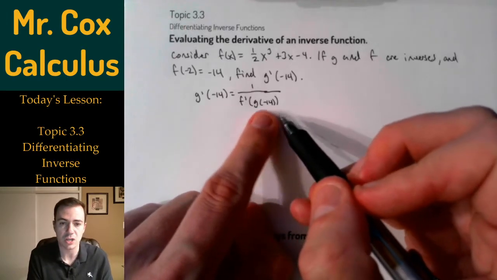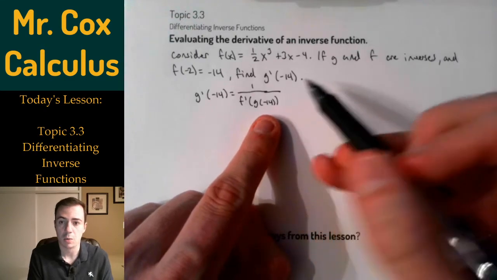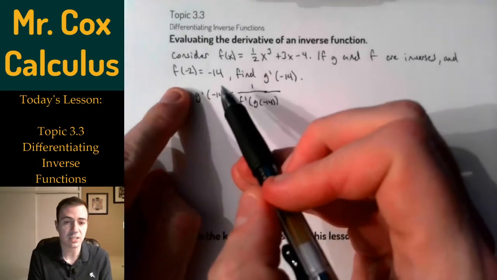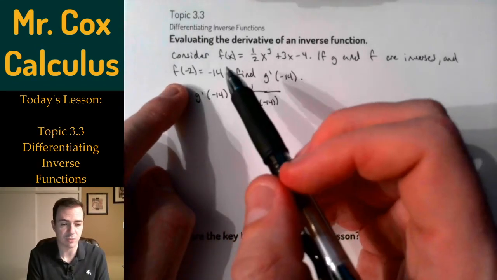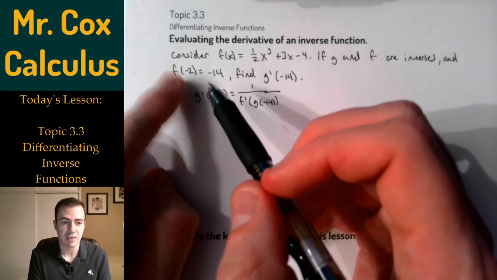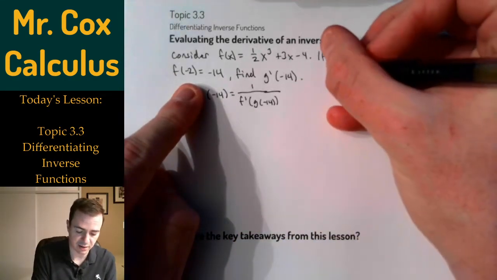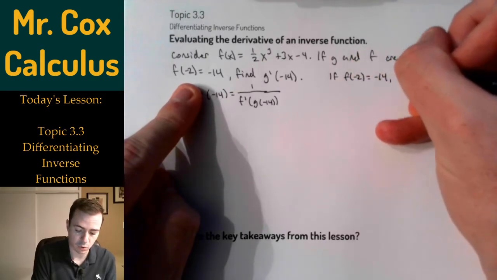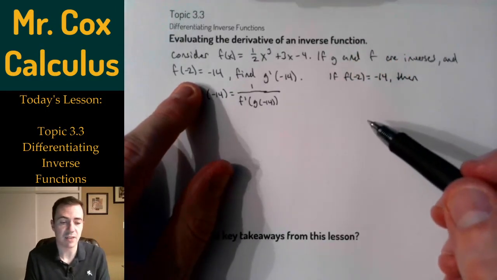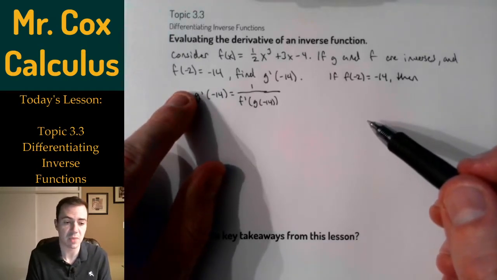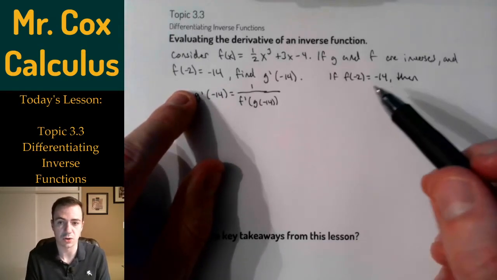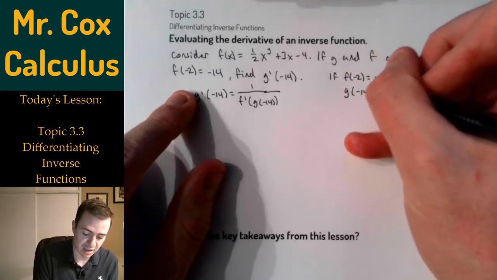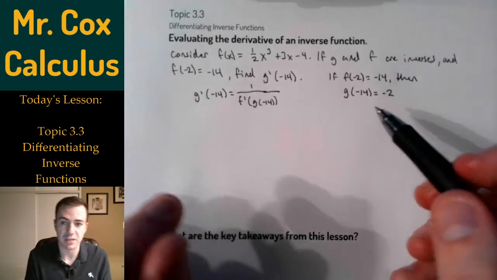So I need to know what g of -14 is. Well, again, I don't know anything about g other than it's the inverse of f. So let's talk about this point right here, because we do have -14 kind of staring at us. If f of -2 is -14, then because f and g are inverses, remember that means that their domains and their ranges are swapped. So if this is true, then that also means g of -14 is equal to -2.